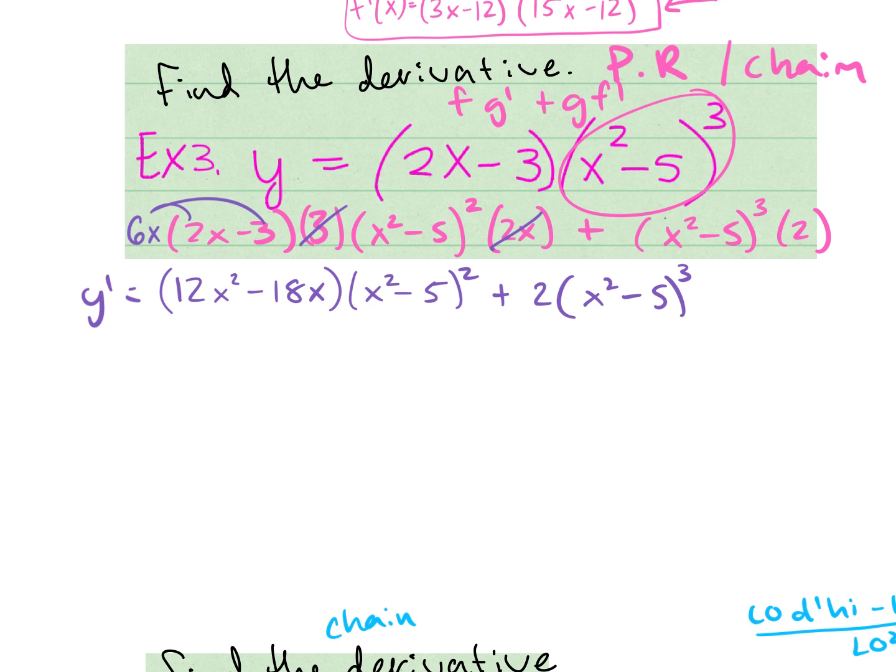Do you have a GCF? Awesome. (X squared minus 5) to the second power. So when we take that out, we're left with 12x squared minus 18x plus 2. When I take out an (x squared minus 5) to the second power, and I start with the third power, I'm still left with an (x squared minus 5).